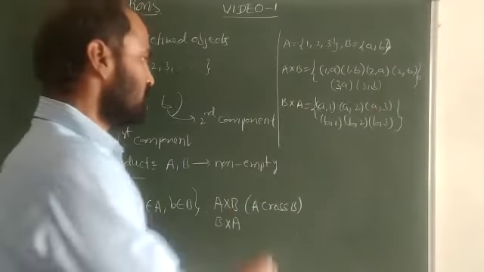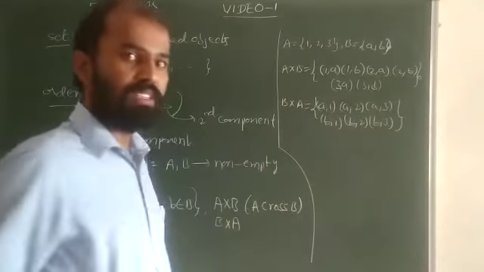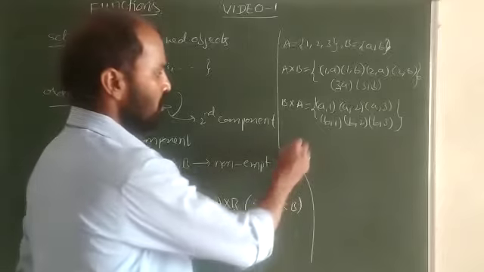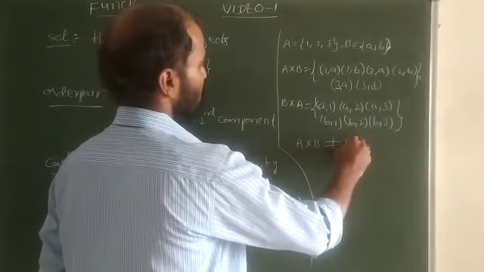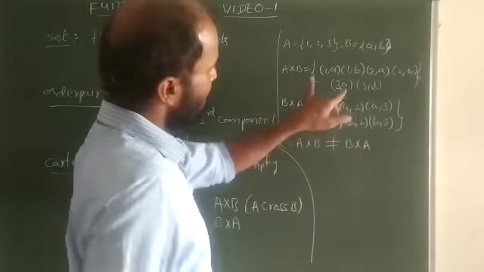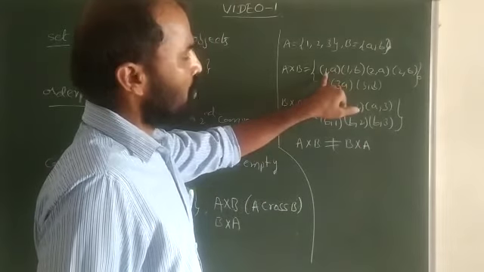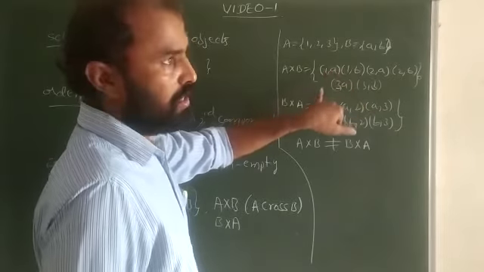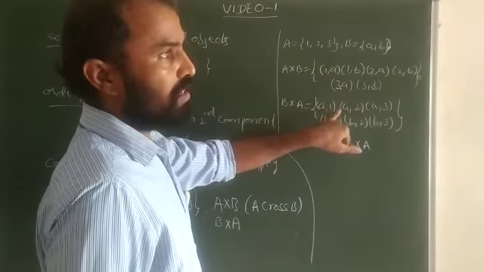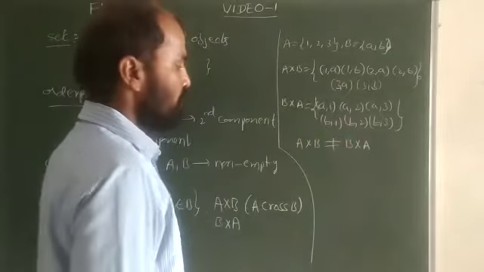Now observe here, is A cross B equal to B cross A? A cross B is not equal to B cross A. The elements are the same, but here 1, a has first component 1 and second component a; in the other, the first component is a and the second component is 1, so they are not equal.